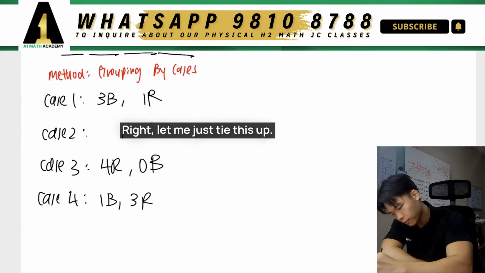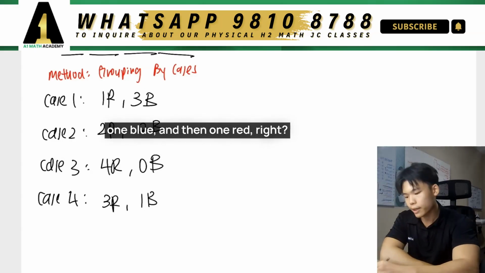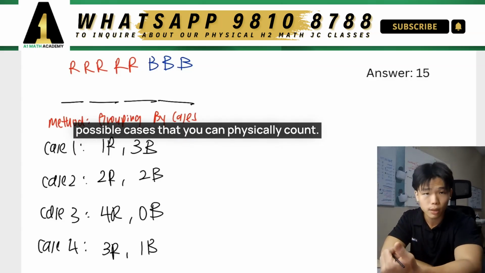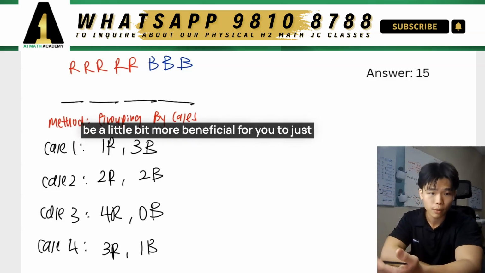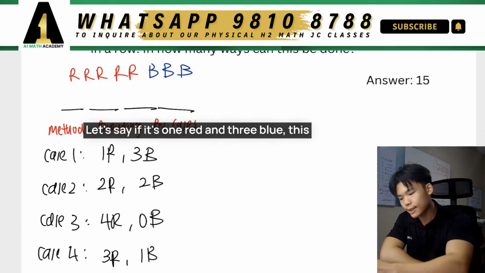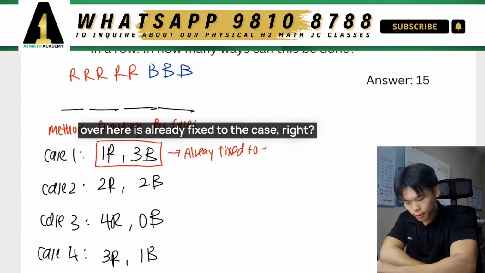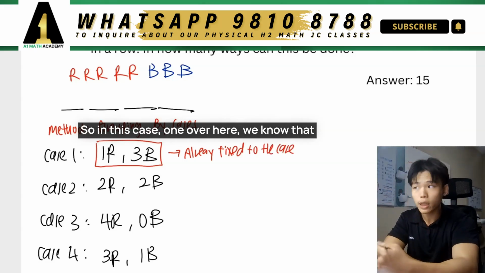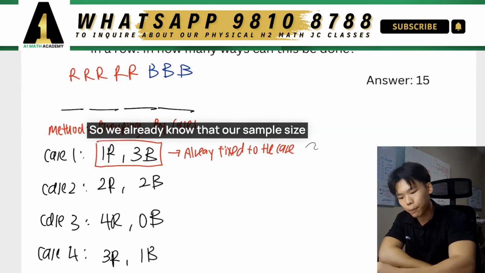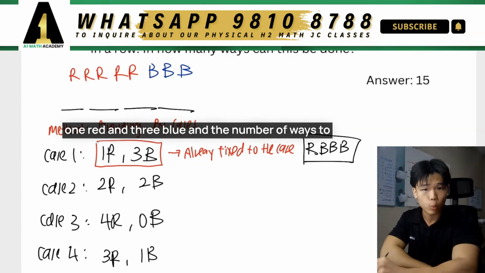Let me just tie this up. So here I have red, 3 red, 1 blue, and then 1 red. So you can see that there are 4 different possible cases that you can physically count. In questions, sometimes it might be more beneficial for you to just physically count all the different cases. So in this context, if it's 1 red and 3 blue, this is already fixed to the case. So in case 1 over here, we know that we already have 1 red and 3 blue. So we already know that our sample size to begin with is 1 red and 3 blue. So how many different ways are there to arrange this 1 red and 3 blue?